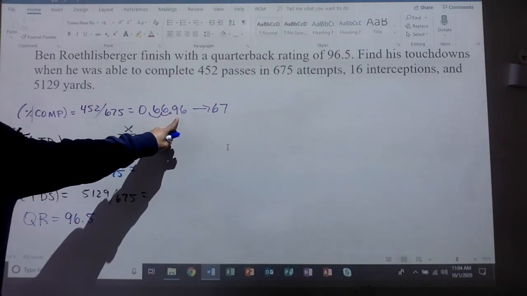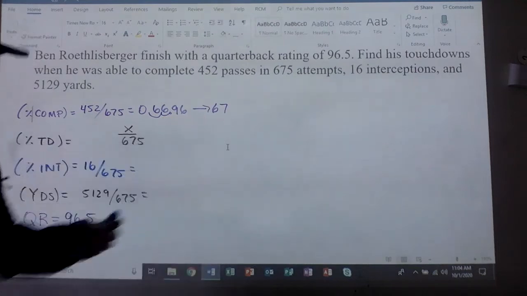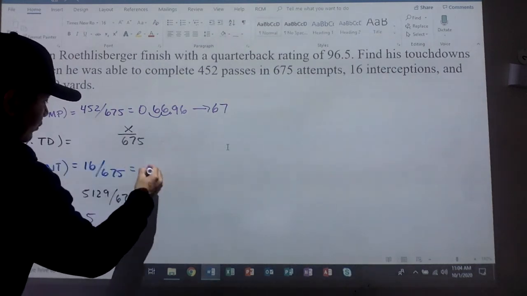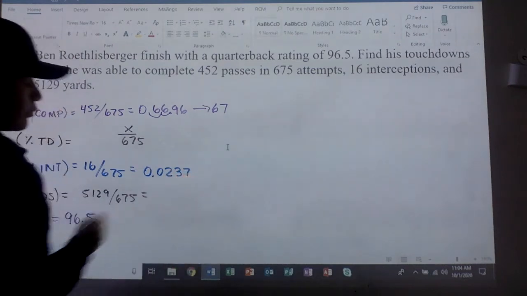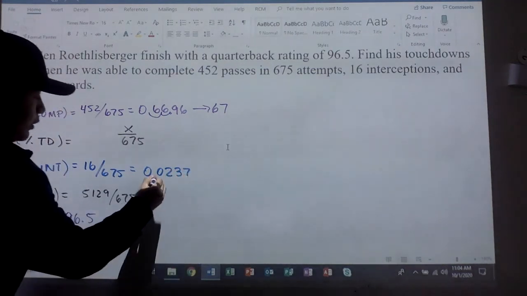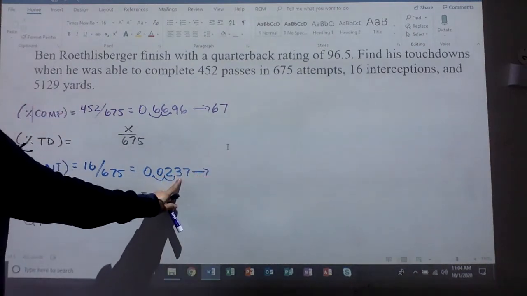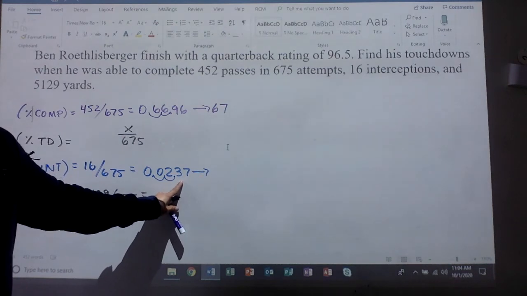But the next one is 10, so it goes to a 0. And this one goes up by 1. So 67. For my interceptions, move the decimal. I'm going to move it to this one, but I got to look at this one. The 7, 5 and higher, will make this thing go up by 1.